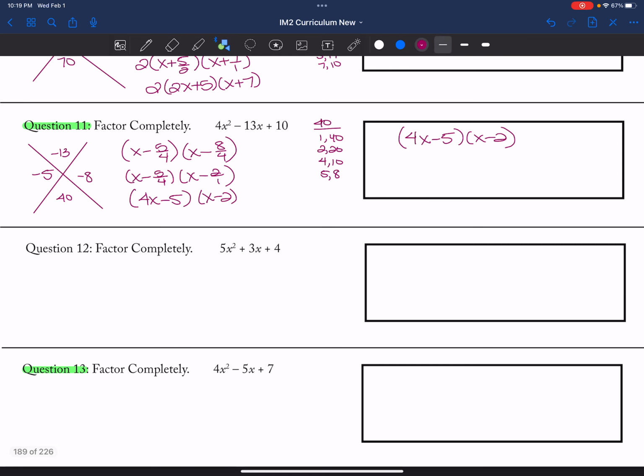Okay. 13. My little x. I have a negative 5 on the top and a 28 on the bottom. So 1 and 28, 2 and 14, 3 nope, 4 no. Yes, 4 and 7.